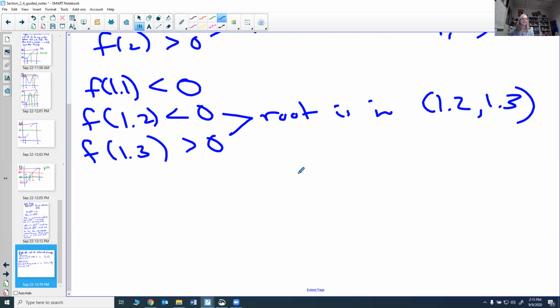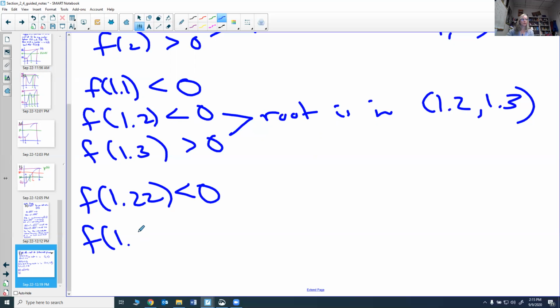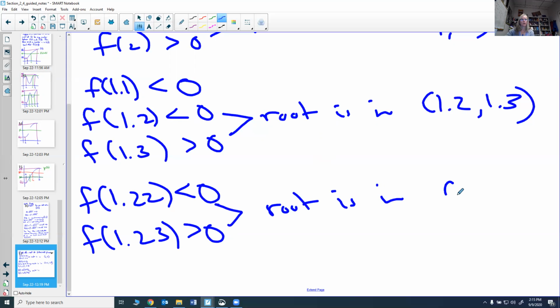And so now, let's see if we can get even better. We know it's between 1.2 and 1.3, so let's just try 1.22. When I use 1.22, I get a number that's still less than 0. If I use 1.23, again, I'm just making these numbers get a little bit closer together, now I get a number bigger than 0. So that tells me, by the intermediate value theorem, that my root is in 1.22 to 1.23.